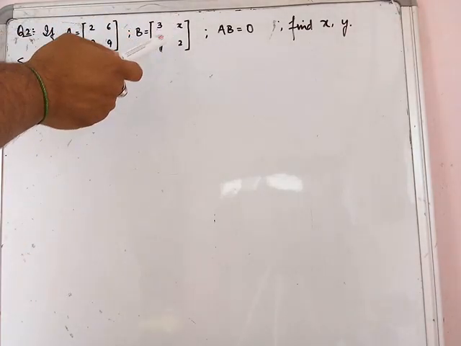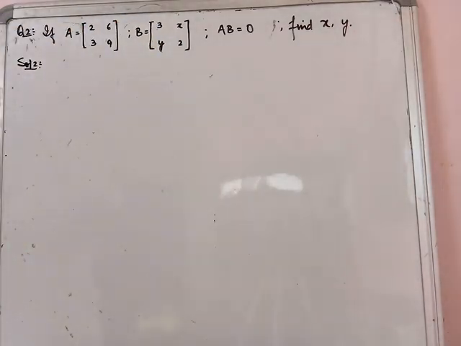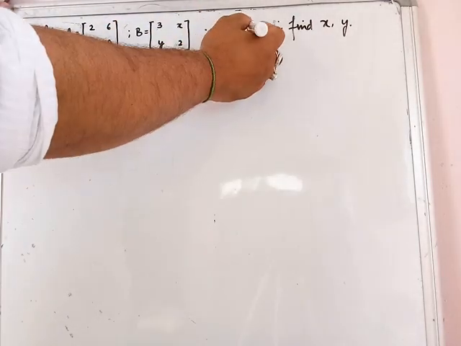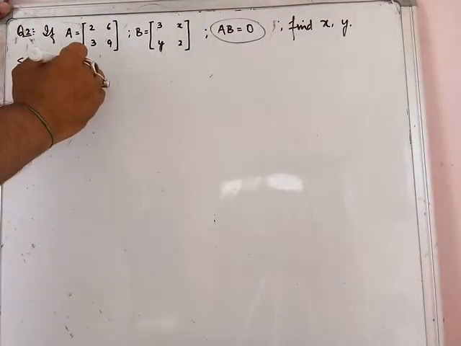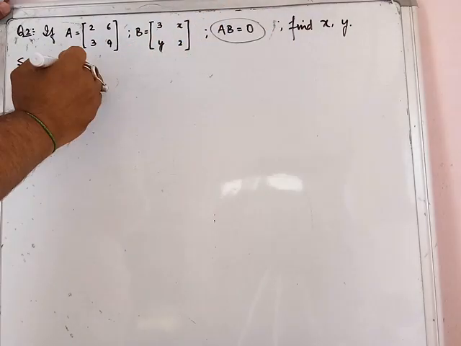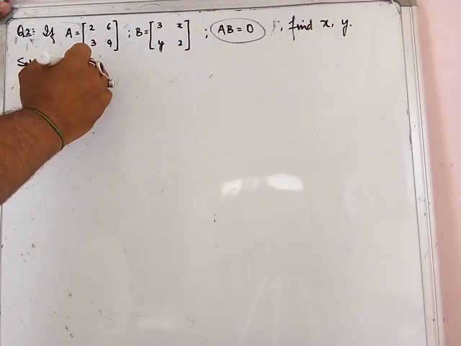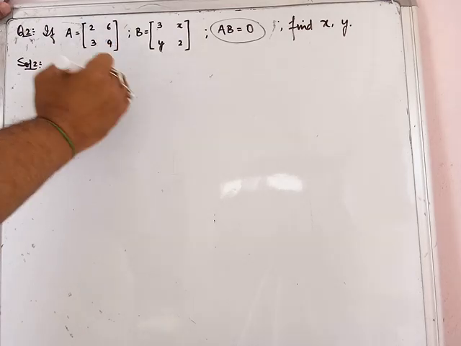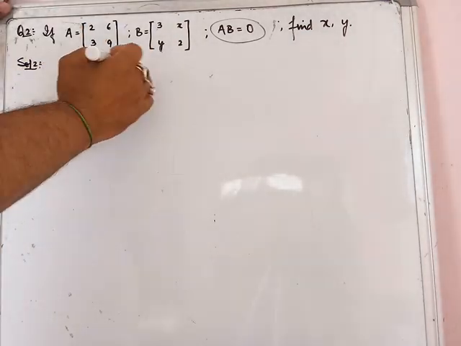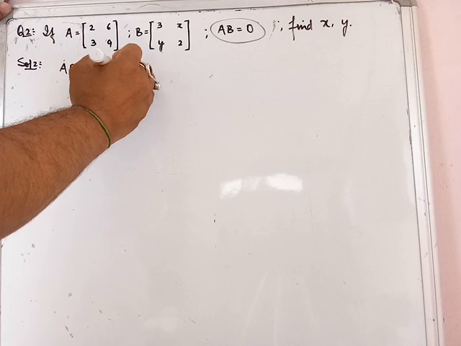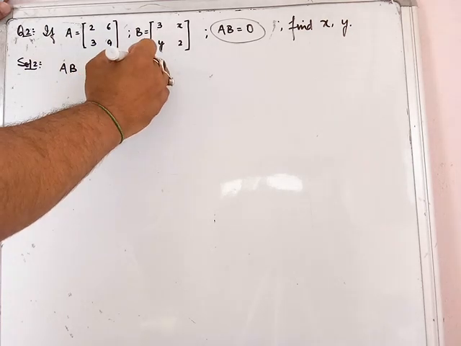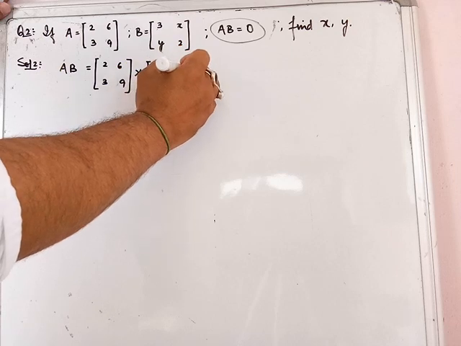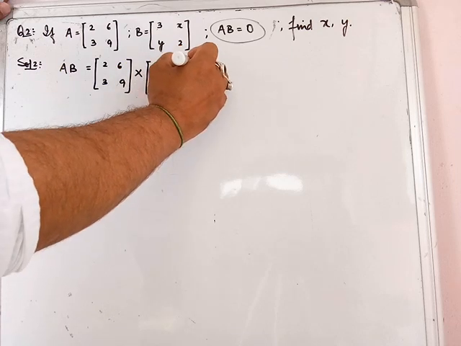If you note over here, these are the two unknown values. Okay, so now let us go ahead according to what is given. We have AB is equal to O, so we have the product AB is equal to, so I'm going to calculate the left hand side first. AB is 2 6 / 3 9, that is your A, multiplied by B matrix, which is 3 x / y 2.